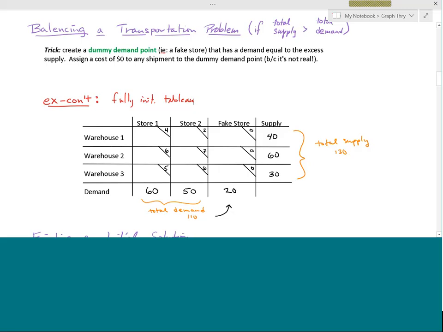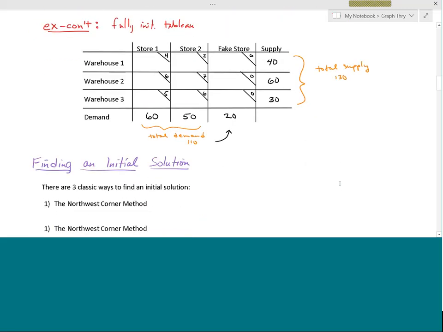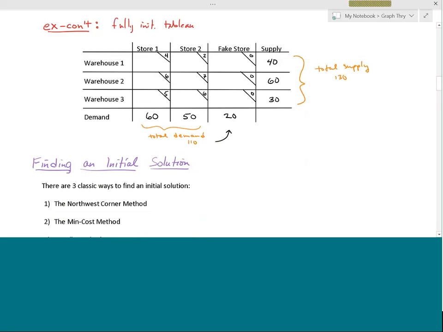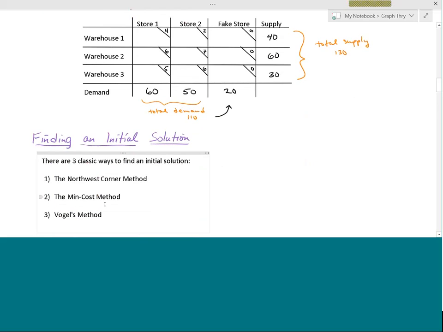So now, what do we do with this thing? In other words, how do we find an initial solution? It turns out that there are three main methods to use to find an initial solution in the transportation problem. I will tell you about all of them, but we're only going to do one of them. We're going to do the easiest one. The three ways of finding an initial solution are the northwest corner method, which is the one that we're going to use, the minimum cost method, and Vogel's method.